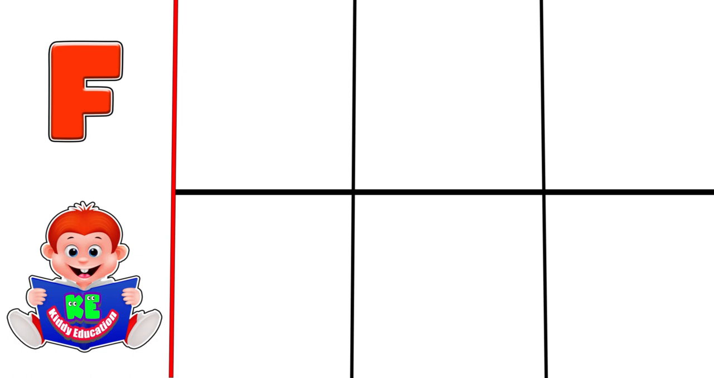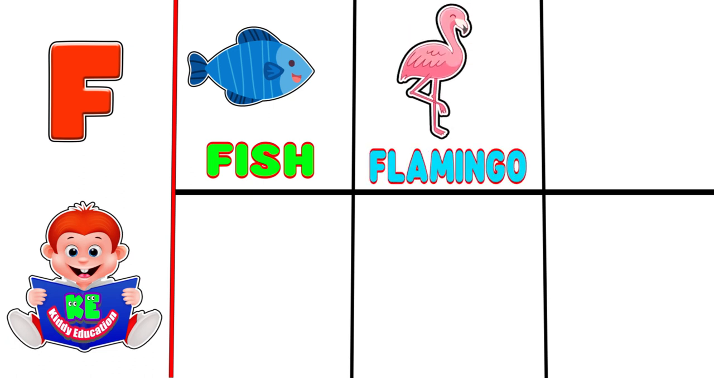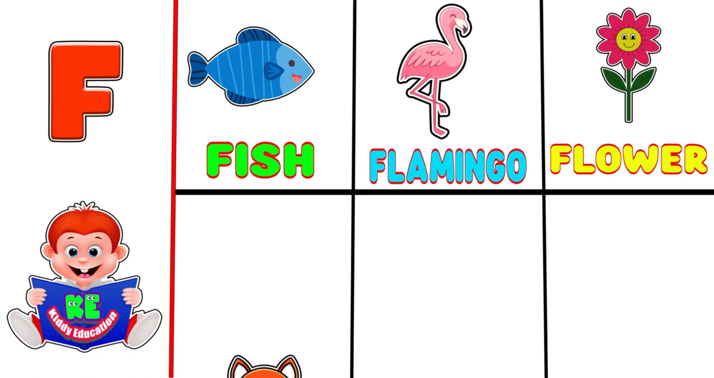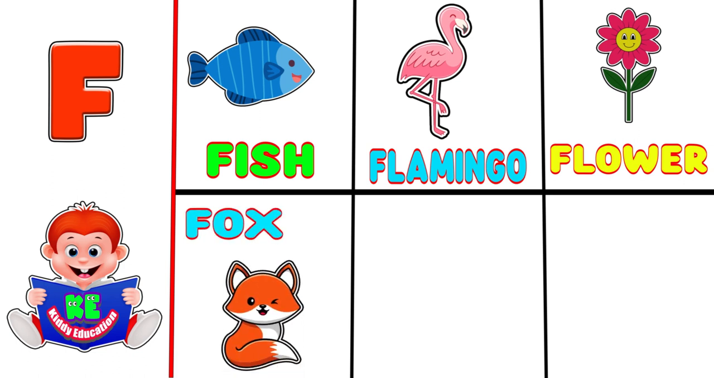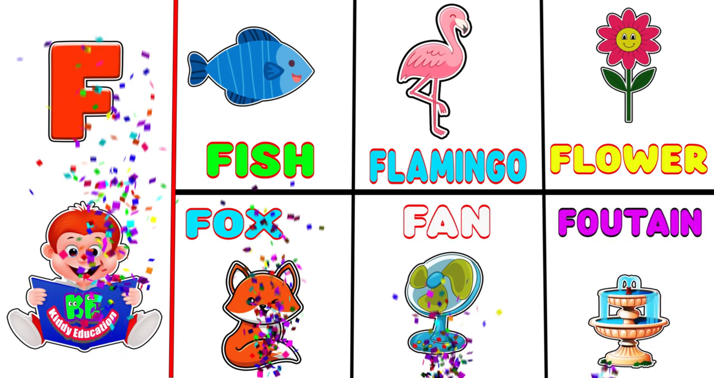F. F is for fish. Flamingo. Flower. Fox. Fan. Fountain.